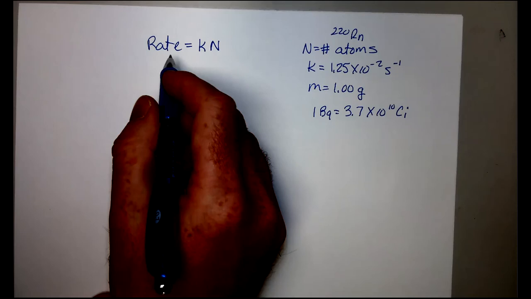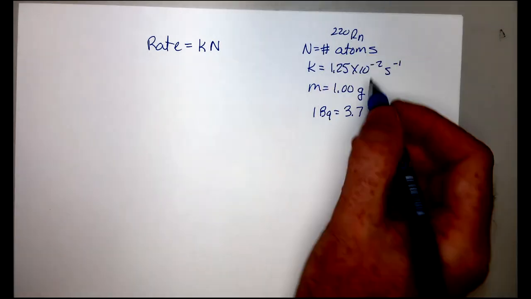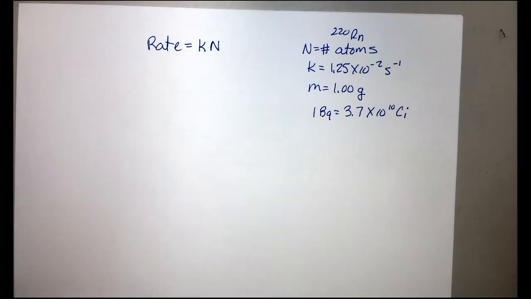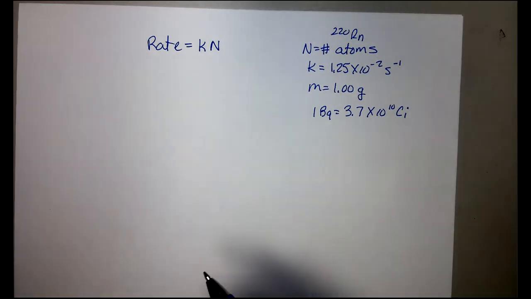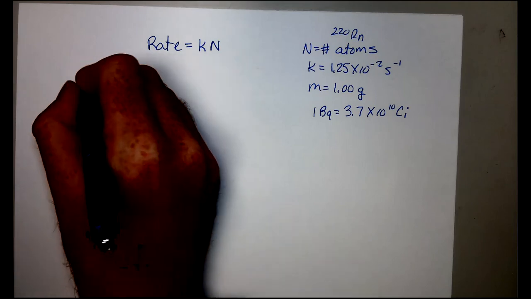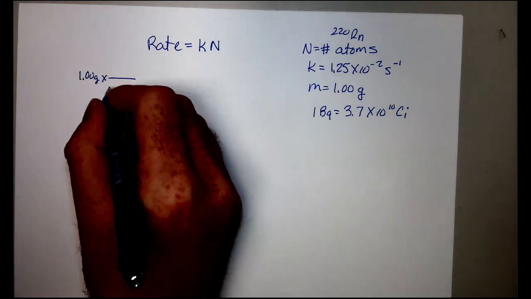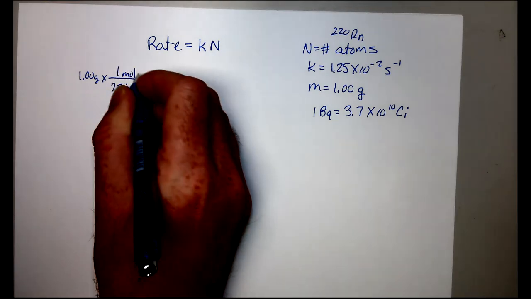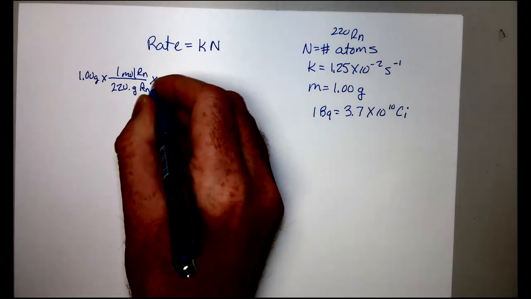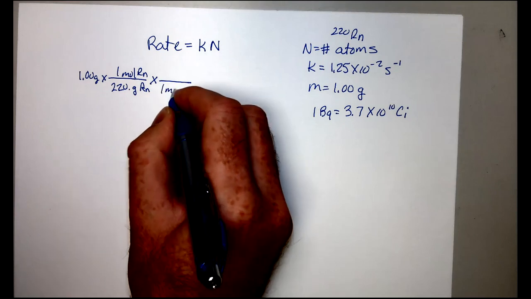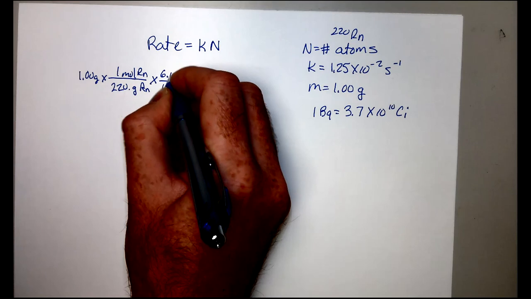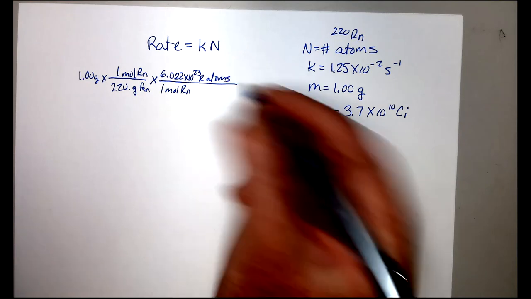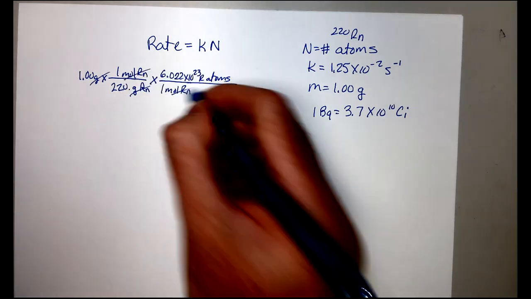Before I can really work this, I'm going to need to work the radon 220, figure out how many atoms there are. So the rate is equal to K times the number of atoms. I need to know atoms disintegrating per second. So if we got 1 gram of radon 220, we got 220 grams of radon per 1 mole. This is way back when we were doing stoichiometry, but it's still a useful calculation. 1 mole of radon is Avogadro's number, 6.022 times 10 to the 23rd radon atoms. So grams cancel, moles cancel, we're left with atoms.